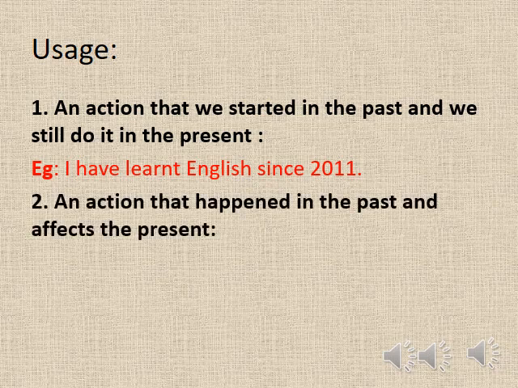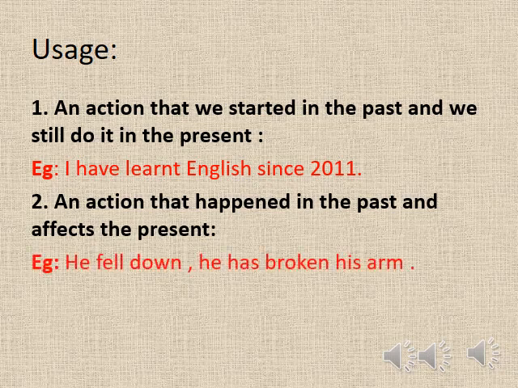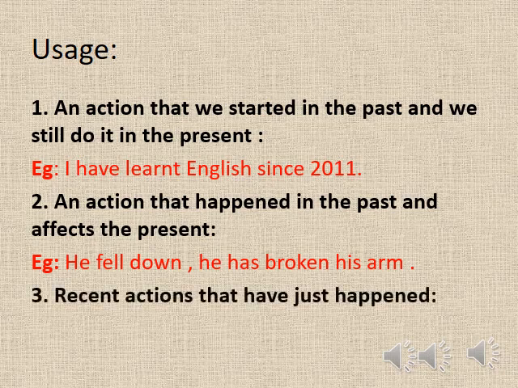Number 2, an action that happened in the past and affects the present. For example, he fell down, he has broken his arm. This means that the action happened in the past, that he fell down, and it affects the present as he has broken his arm. Number 3, recent actions that have just happened. For example, Mom has just cooked lunch.